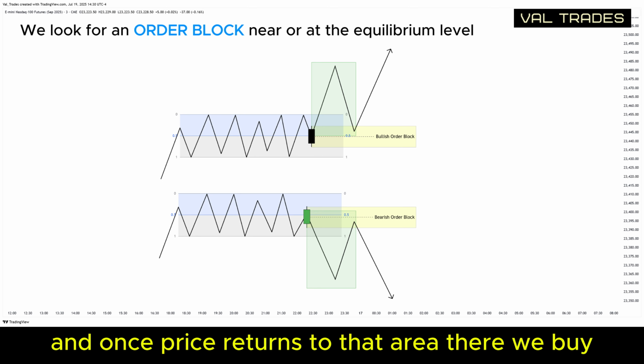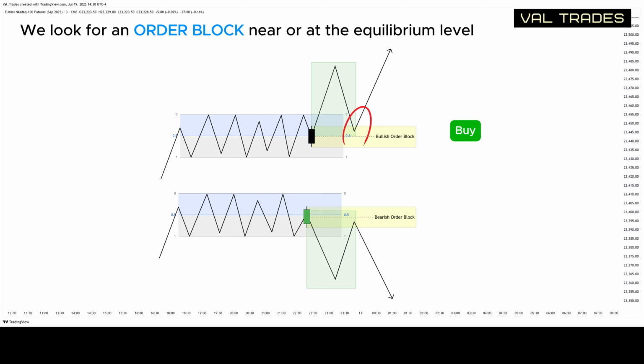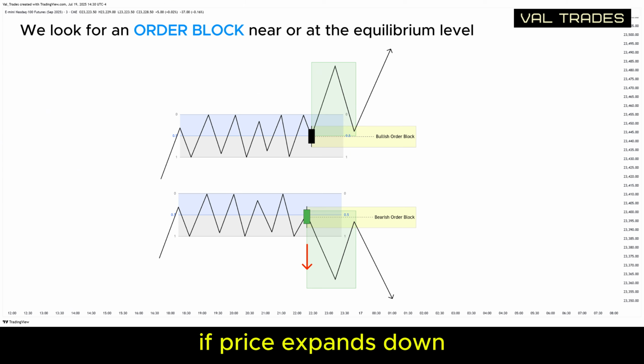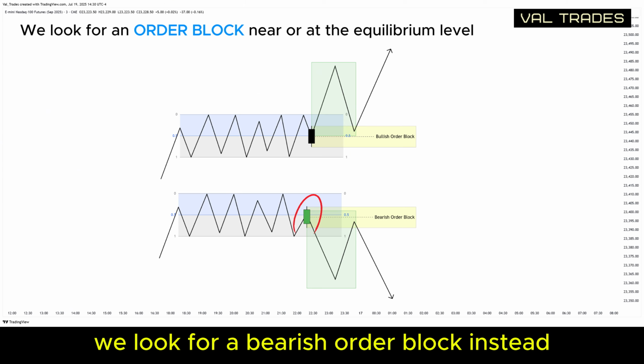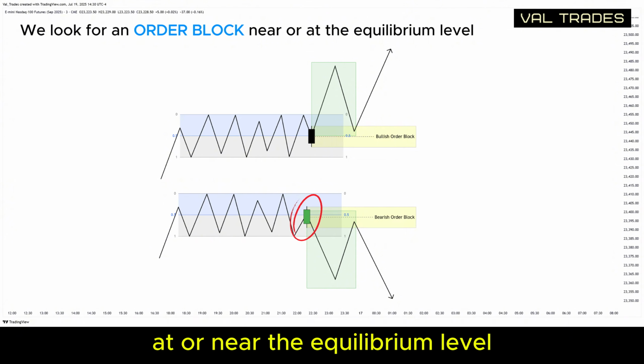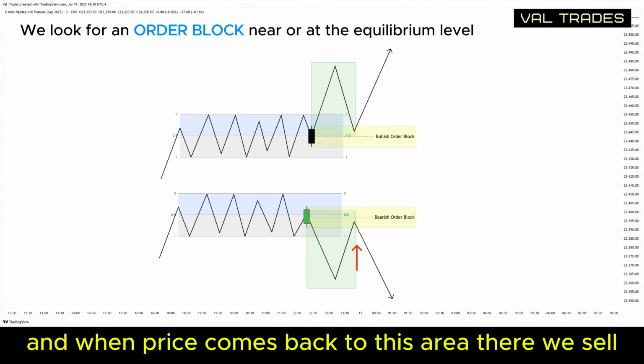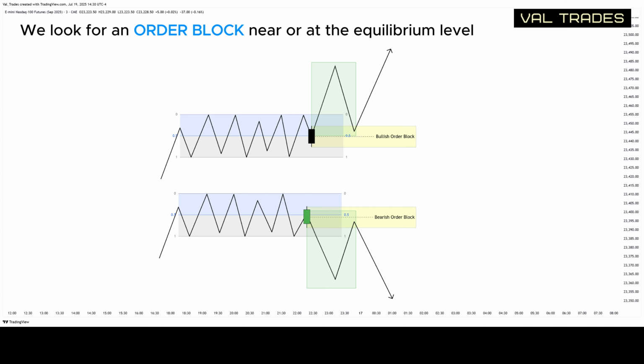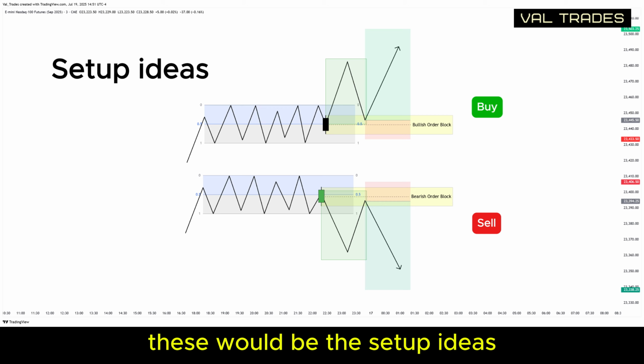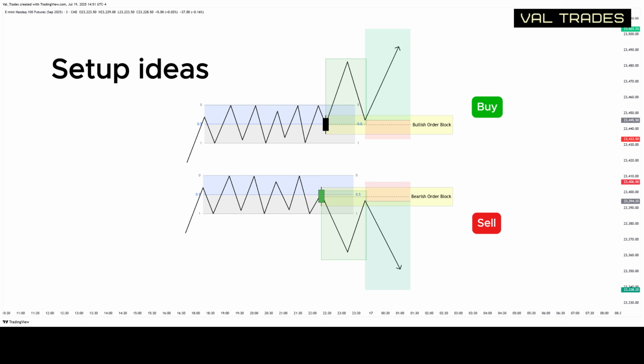For example, if price expands up, we look for a bullish order block at or near the equilibrium, and once price returns to that area, there we buy. If price expands down, we look for a bearish order block instead, at or near the equilibrium level, and when price comes back to this area, there we sell. These would be the setup ideas.